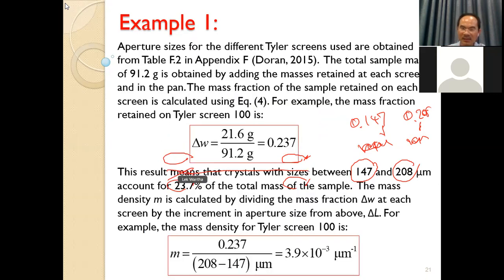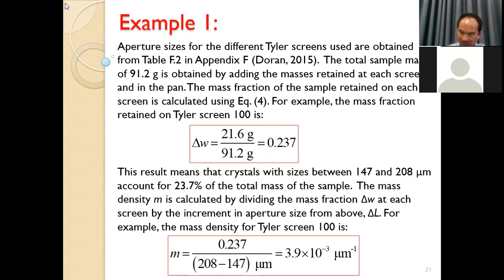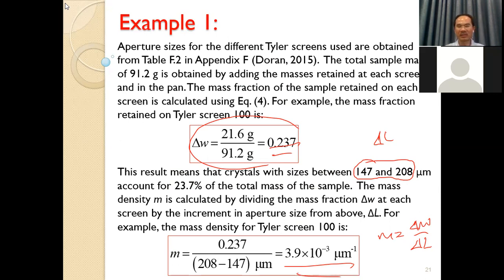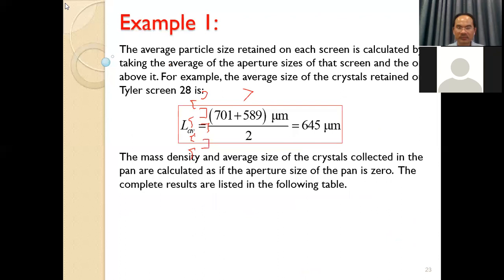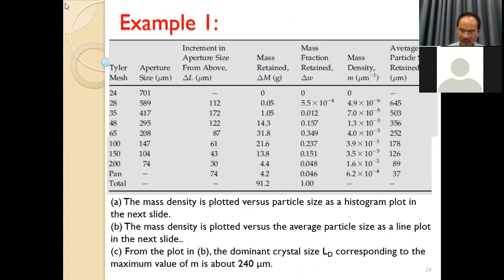What is the delta L? Delta L is the difference between these two sizes, 208 minus 147. Then you can calculate M equal to delta W over delta L, where delta W equals delta M over M total. You divide W by this delta L and you get the mass density distribution between these screen numbers. You can do this for all of the clusters and get the mass density distribution.